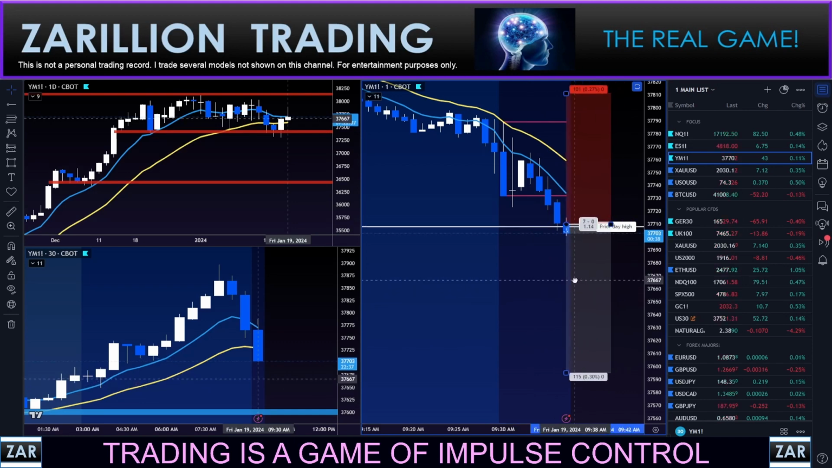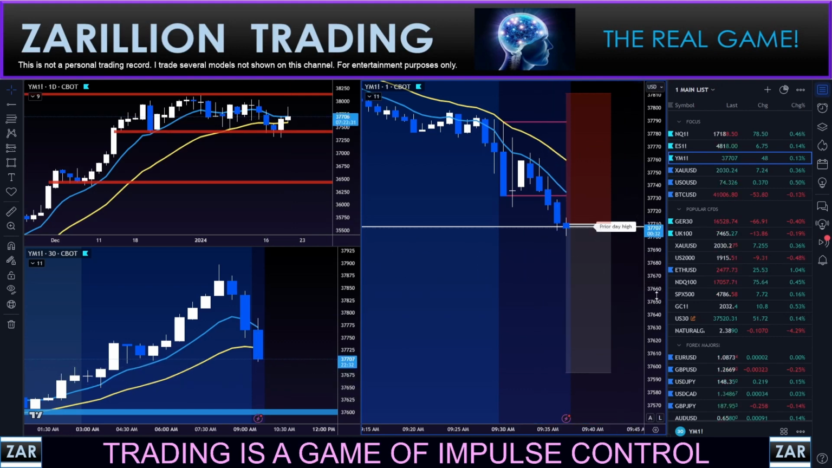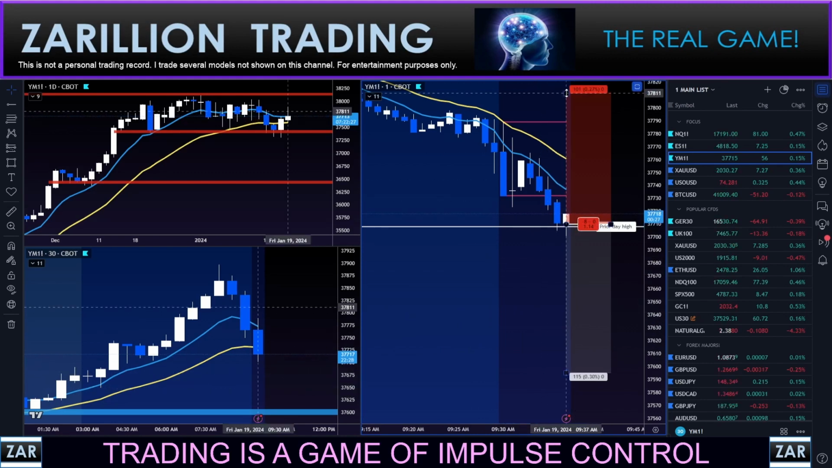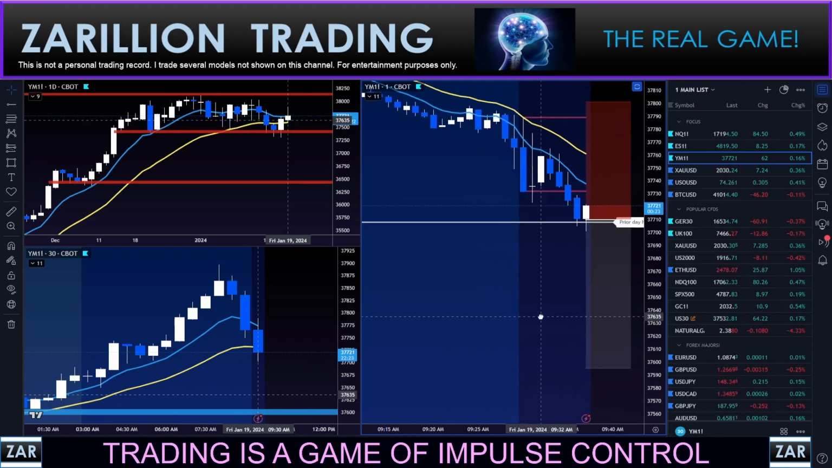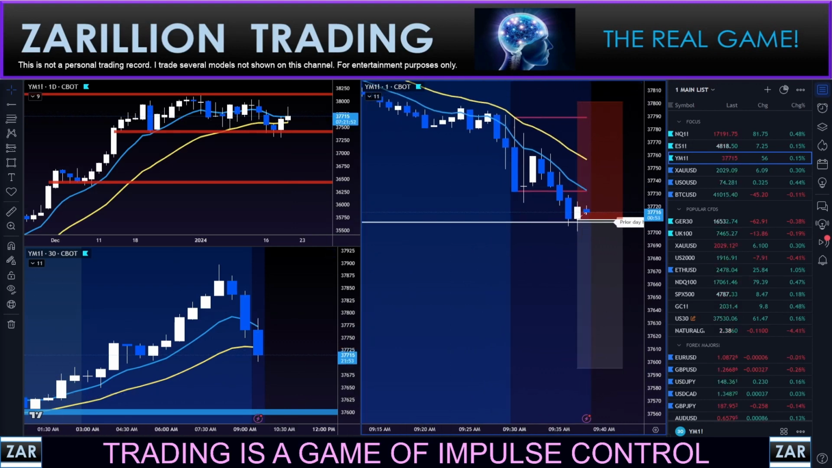Okay, taking this, guys, on the pullback. I need a pullback. This is kind of messy, I know. Waiting for that pullback to the white line. And in, guys. In. I'm short. And the stop is above that high, as I indicated earlier. I'll fix these markers in a moment. Just going over to my own platform. Just have to move my bracket.